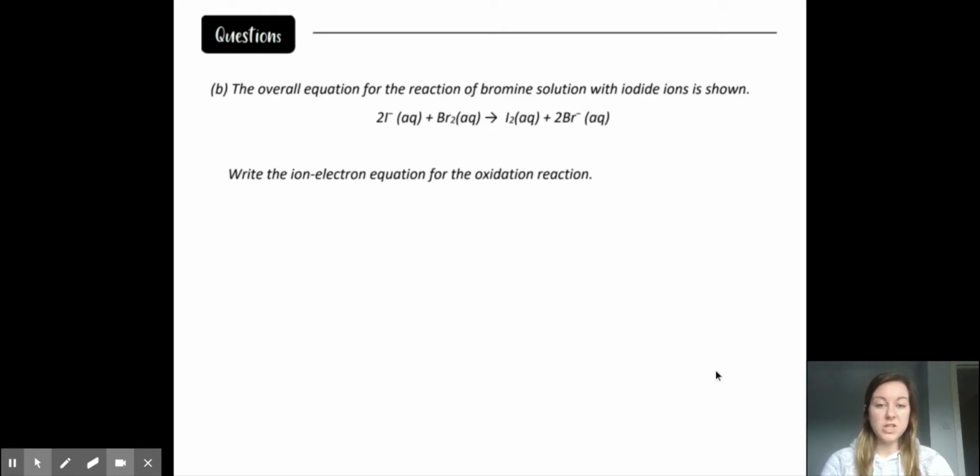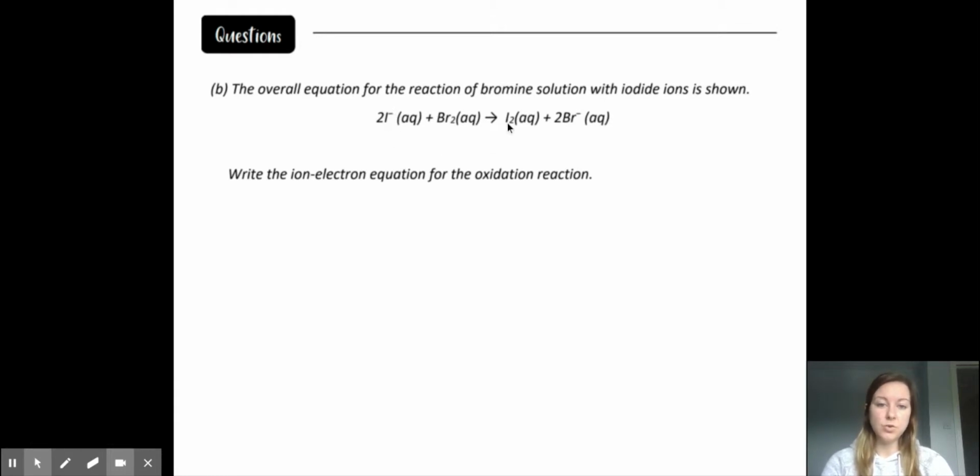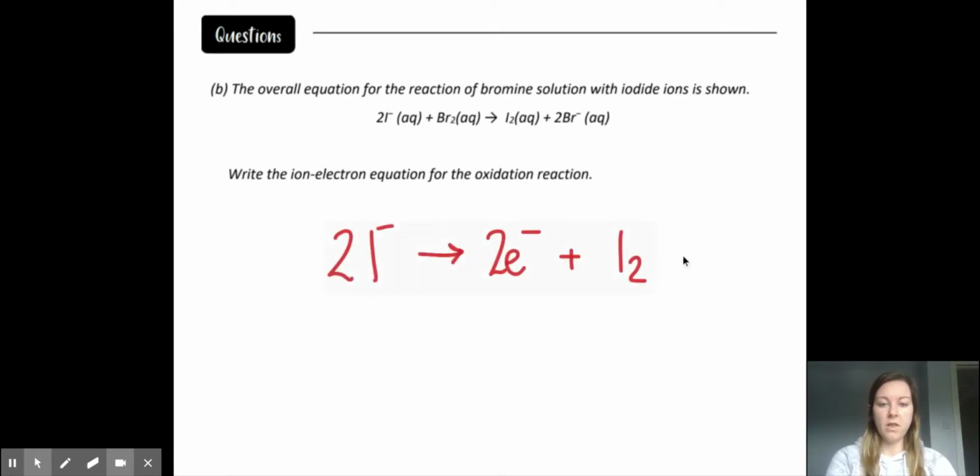The other way of doing it is just simply to look and say that you have two iodide ions, which are negatively charged, becoming an I2 molecule. So we've got two extra negative charges here we need to get rid of. So you've got 2I⁻ (aq) is going to give away 2 electrons, and then you'll have your iodine molecule on the other side as well. So that's what that looks like.